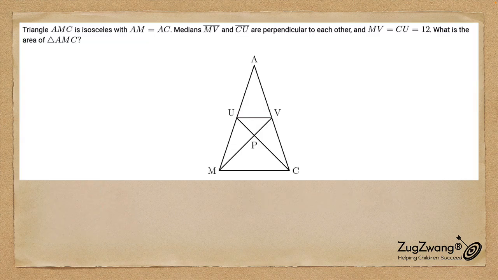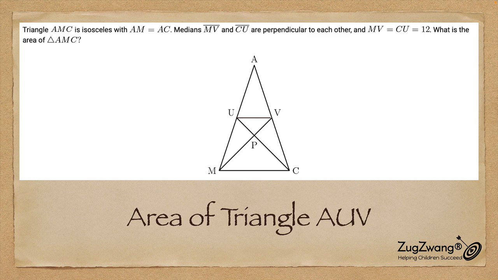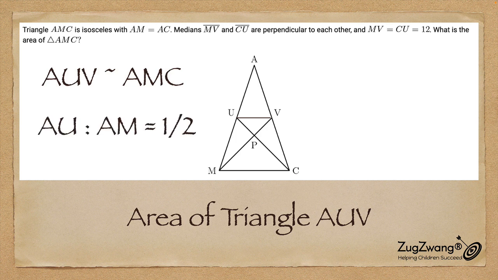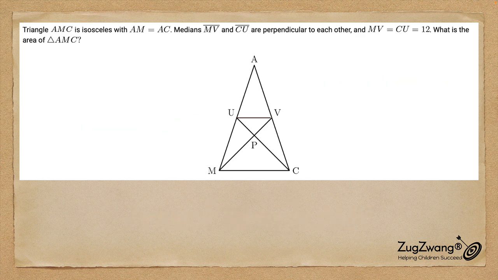How do we apply that here? Let's think about it. The triangle AUV, which is the smaller triangle, is similar to the larger triangle, which is AMC. And AU is to AM, because remember, U is the median there, is nothing but half. So the ratio of the areas has to be 1/4. So the area of AUV, the smaller triangle, is going to be 1/4 the area of the larger triangle.